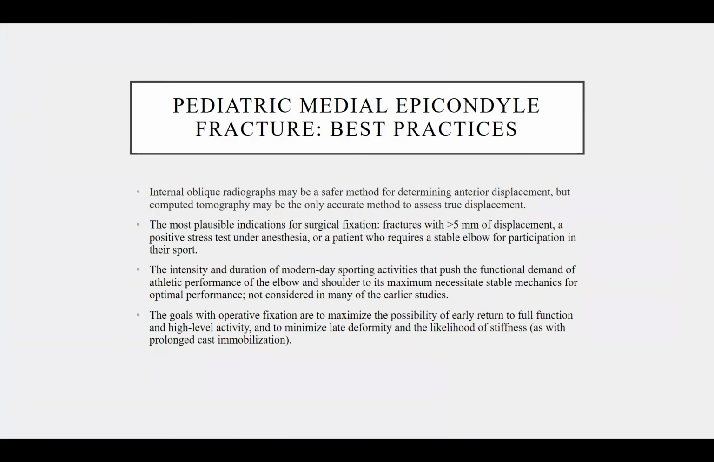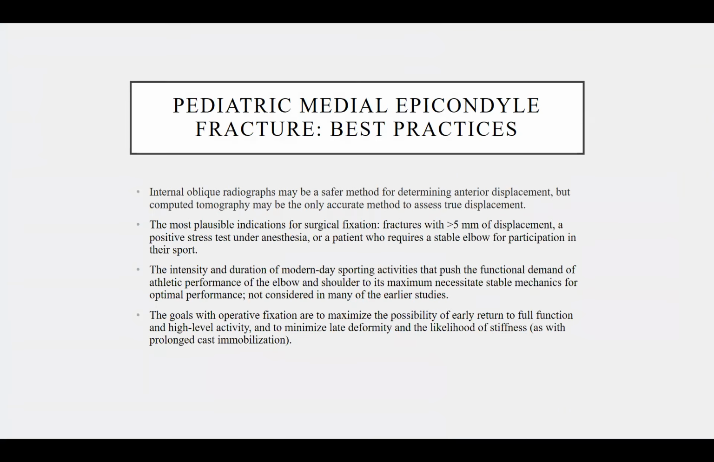Turner oblique radiographs may be a safer method for determining anterior displacement, but CT scans may be the only accurate method to assess true displacement. The most plausible indications for surgical fixation are fractures with more than 5 millimeters of displacement, a positive stress test under anesthesia, or a patient who requires a stable elbow for participation in their sport.